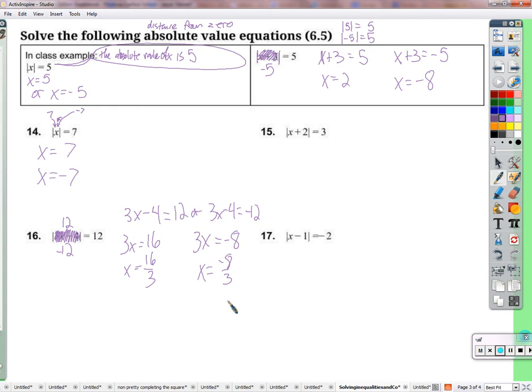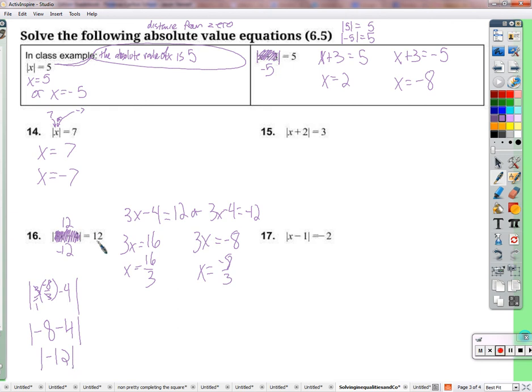Okay, so let's plug that second one back in the original equation. We had 3 times, plug in negative 8 thirds, minus 4. That's 3 over 1 times negative 8 over 3. The 3's can cancel. We have negative 8 minus 4. That's the absolute value of negative 12. What's the absolute value of negative 12? 12, just like it's supposed to be.